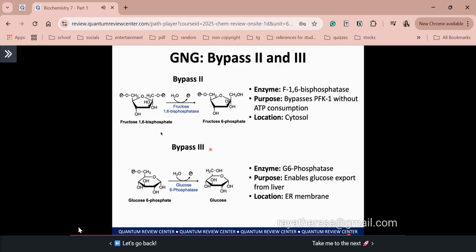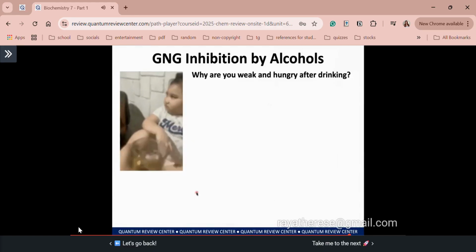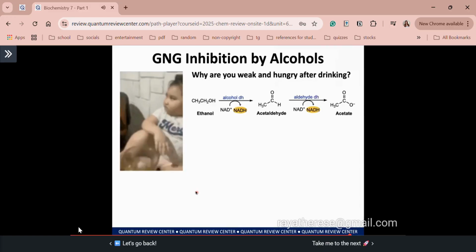Alright, so class, we have a special discussion in our gluconeogenesis. So your GNG inhibition by alcohols. Alright? So why are you weak and hungry after drinking? Class, recall our reactions in our ethanol fermentation.